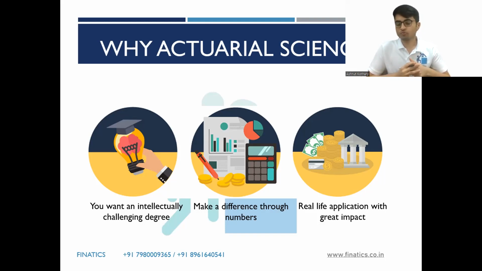So the key interest should be an interest in maths. This does not reflect how much you have scored in your examinations, whether you have scored a 60 out of 100 or a 99 out of 100. That doesn't decide whether you should or not. If you have an interest towards it, and you feel that you can take up this course, keeping in mind all its advantages as well as certain disadvantages which any course might have, then you might think about pursuing it. If you're looking for an intellectually challenging degree, actuarial science could provide it, making a difference to numbers, with real life applications and great impact. So this is the course for you.